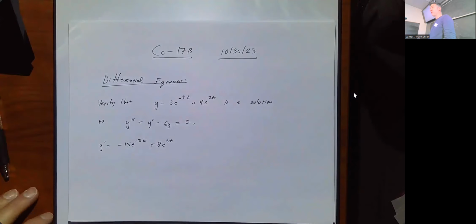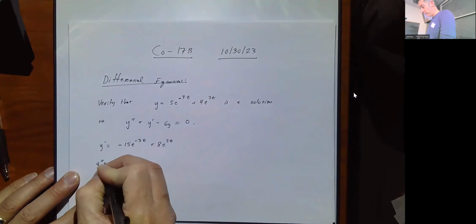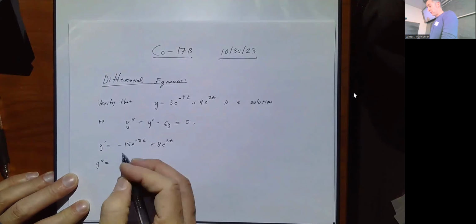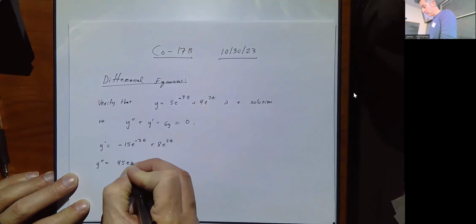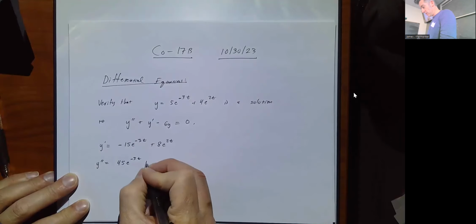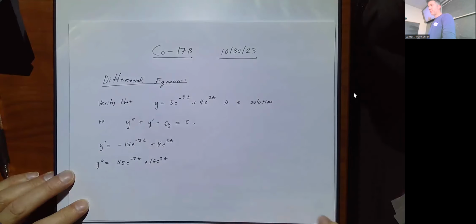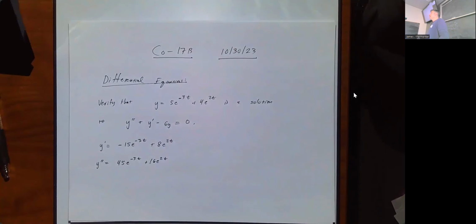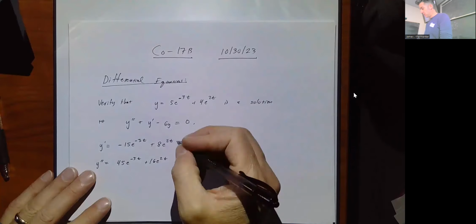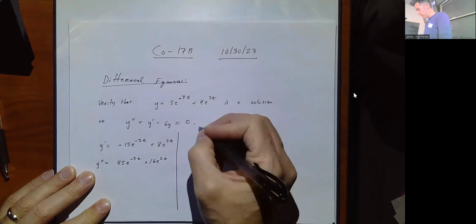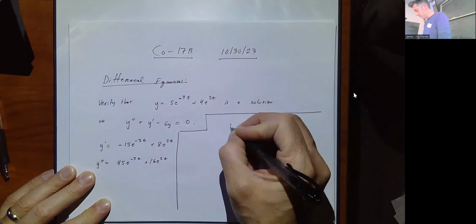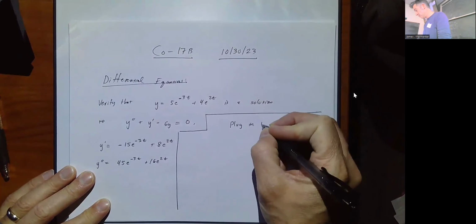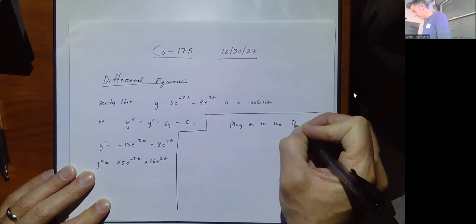And I'm going to find the second derivative. Negative 15 times negative 3 is 45e to the negative 3t, and 8 times 2 is 16e to the 2t. If we're verifying this, we shouldn't plug it in and just say it's equal to 0. We should plug it in and then simplify it until we actually get it equal to 0. So let's do that. Now we're going to plug what we've got into the differential equation.